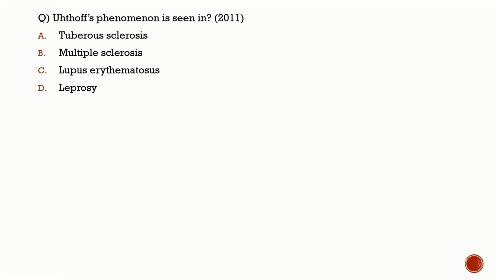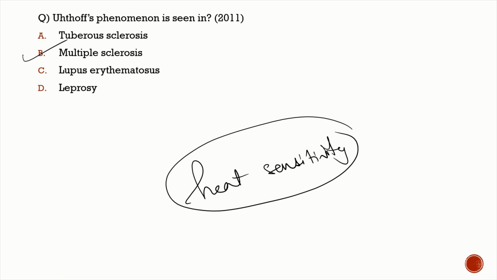Uhthoff's phenomenon is seen in, and those who have seen the multiple sclerosis video will be able to answer this question. It's multiple sclerosis. So basically in Uhthoff's phenomenon there is heat sensitivity. Whenever the patient has a hot bath, or the ambient temperature increases, or the patient has some sort of fever, the symptoms are going to worsen. This is because heat compromises the already low nerve conduction velocity. So Uhthoff's phenomenon, remember heat sensitivity, classically seen in multiple sclerosis.